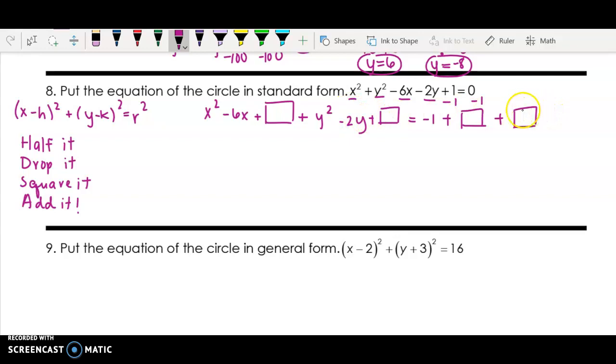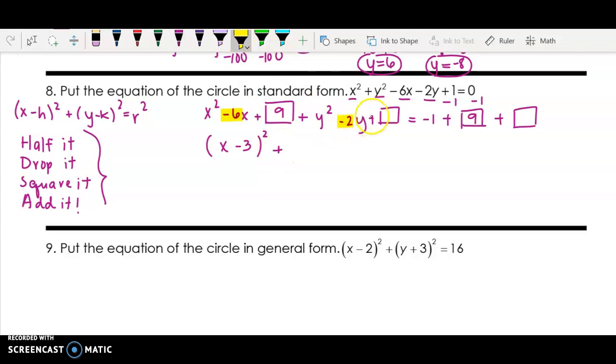Now we're ready to complete the square, and that's when we do this. So we'll look at the b term. We'll take half of that term and drop it into parentheses, so that's going to be x minus 3. Square it and add 3 squared to both sides. So 3 squared is 9. There we go. Then we'll do the same thing for the y's.